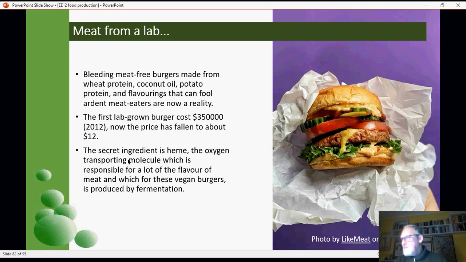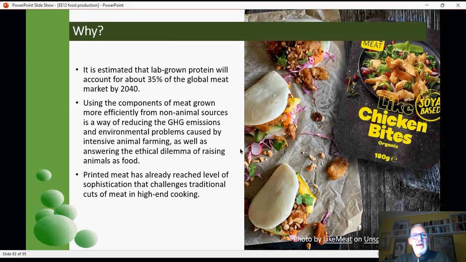And apparently the secret to the taste is the heme, which is obviously a molecule in blood. But for the vegan burgers, the heme is produced by bacteria in a tank, or it's produced by plants or by microorganisms through fermentation. So you're producing something which is intimately associated with meat, and it's going absolutely nowhere near a cow at all. And so the question is why?